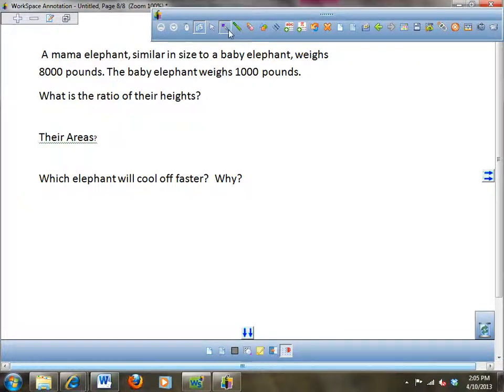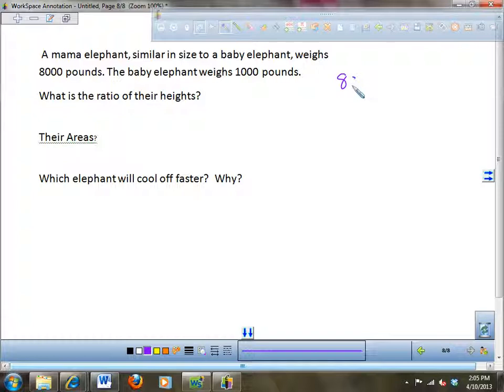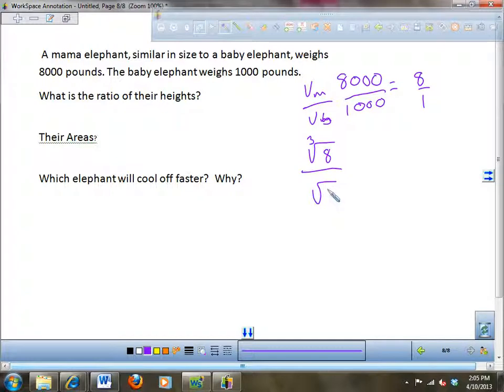So a mama elephant. If it's a weight, what weight is kind of proportional to what? Its volume, right? Because a weight is a function of how much volume you have, depending on the density of an elephant, right? So the volume of mom to the volume of baby is 8,000 to 1, which is what? 8 to 1. How would I find the ratio of their heights? I don't know. What's the opposite of cubing something? Cube rooting it, okay? So you would go the cube root of 8 over the cube root of 1.